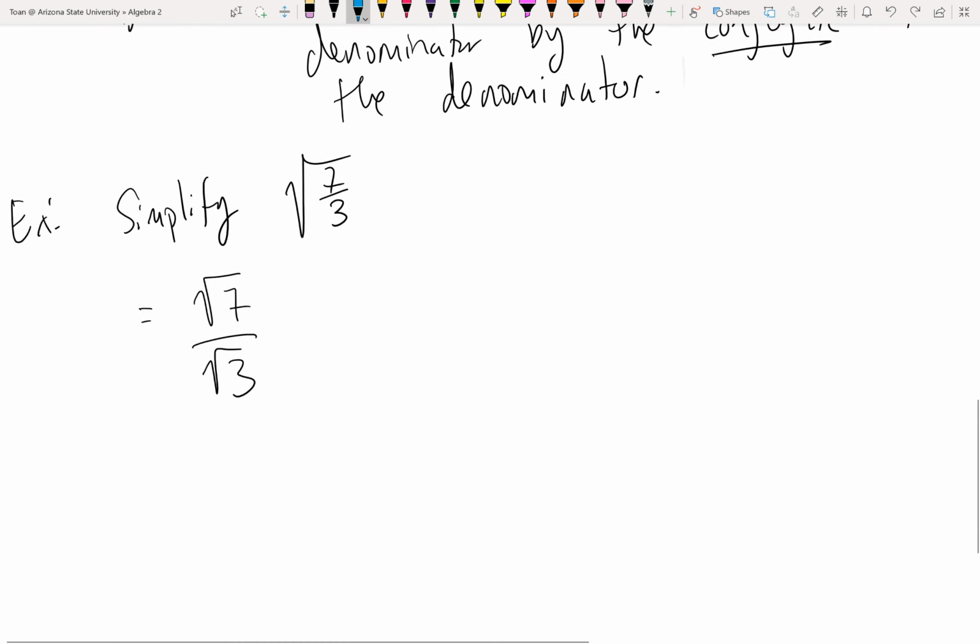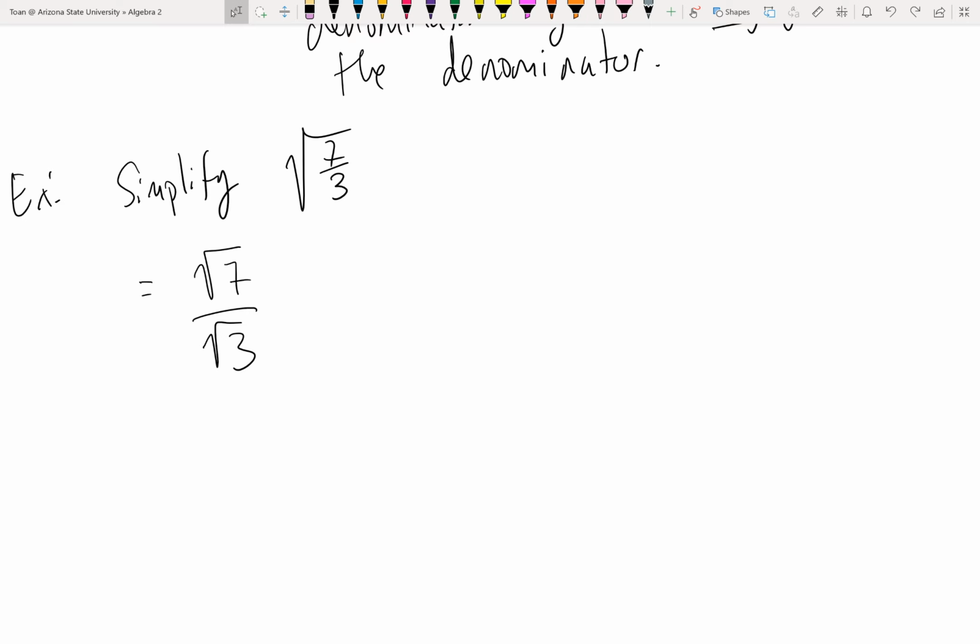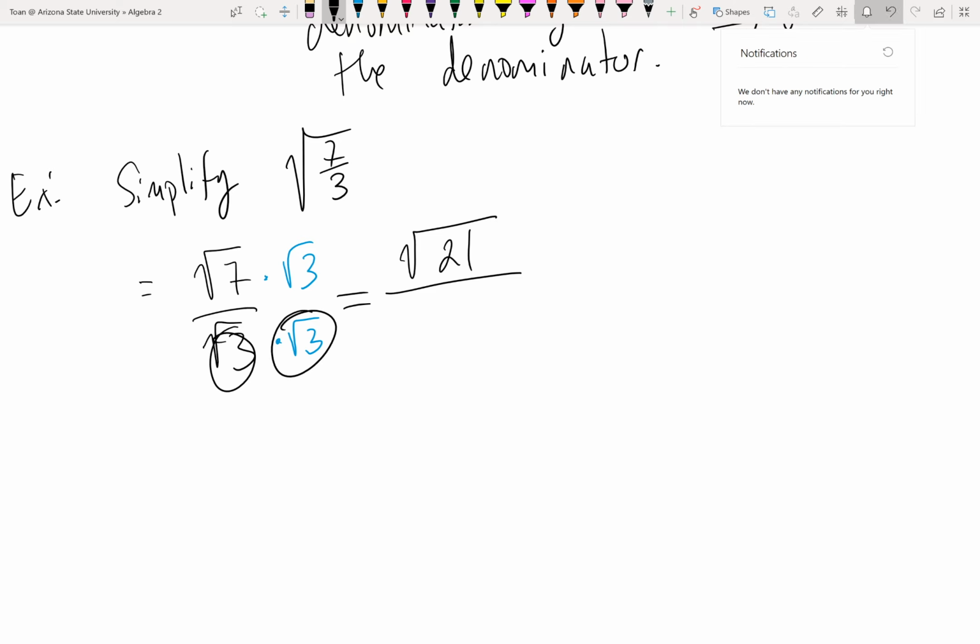So in this example, what is it that I'm trying to get rid of? I'm trying to get rid of radical 3. So let's just go ahead and multiply the denominator and the numerator by radical 3. When I do this, apply the property: radical times a radical, you can squish them together as one radical. So 7 times 3 is 21. And then in the denominator, radical 3 times radical 3 is radical 9. And 9 is perfect, so we should know that radical 9 is a plain old simple 3.